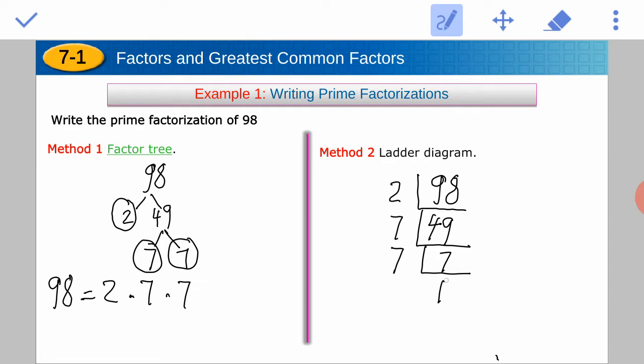And now once you end with this one, you recognize you completely factored 98, prime factorization, and now you need to write the prime factorization of 98. 98 equals the product of all those prime numbers, 2 times 7 times 7.